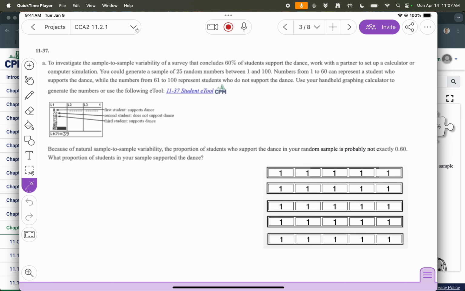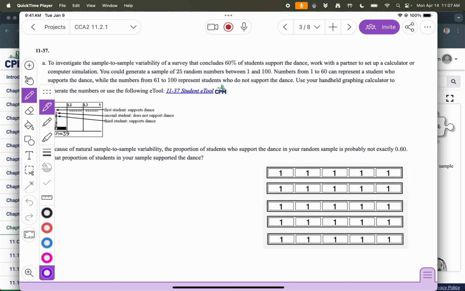So let's see what that looks like here. To investigate this, we're going to take a survey that concludes that 60% of students support the dance. That is what our survey results will say. So how we're going to do that is we're going to generate numbers between 1 and 100, and anything that is above 60, we will conclude that they do not. So if it's above 60, they do not. If it's below 60, they do want to do the winter formal.